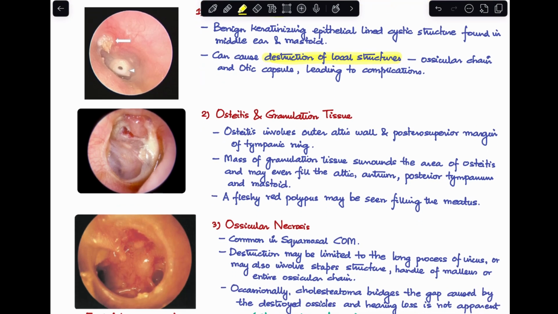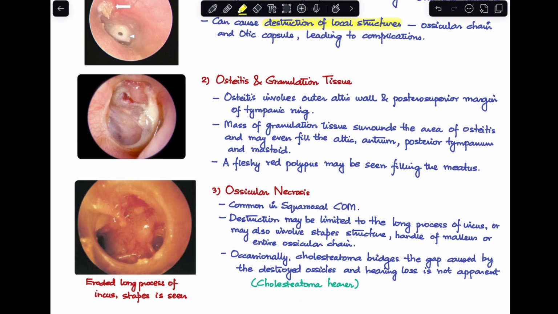Second is osteitis and granulation tissue. So what is osteitis? Here there is an inflammation of the bone. Basically osteitis involves the outer attic wall. Basically the bone is inflamed over here. So the regions that are involved here are the outer attic wall and the posterior superior margin of the tympanic ring. Secondly, you can find a mass of granulation tissue surrounding the area of osteitis, which can eventually fill up the attic, antrum, posterior tympanum, and the mastoid.